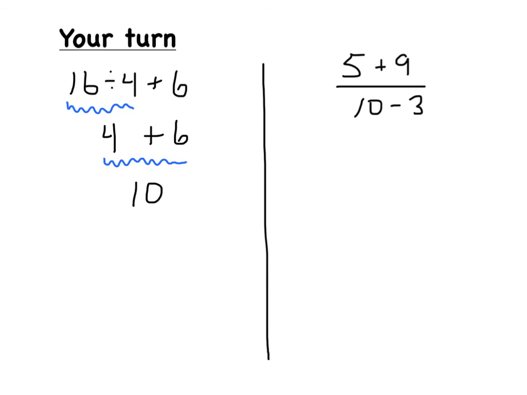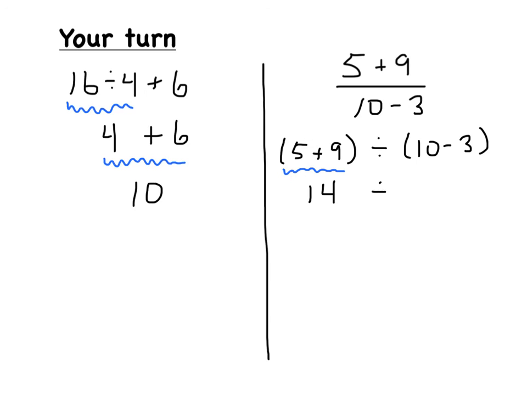Now, the next one, I gave you a little hint to think of the numerator and the denominator as different groupings. One way that you can rewrite this to make this a little less menacing is you can rewrite it as 5 plus 9 divided by 10 minus 3. Now remember, we have a couple of parentheses here, so let's solve the parentheses first. So we have 5 plus 9, which is equal to 14.